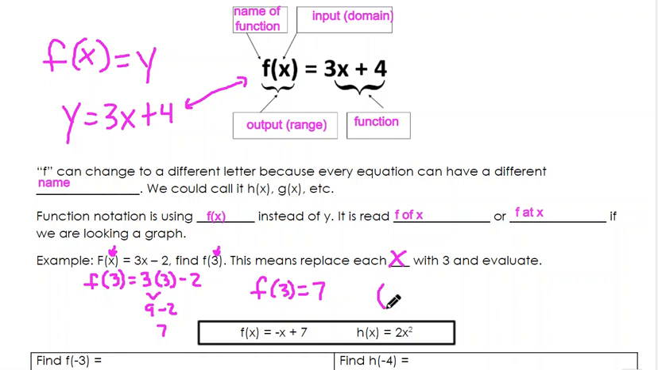That means if we were going to plot this as an ordered pair, that 3 is our x value, and that 7 is our y value. So that would be 3, 7. All right, let's do a couple of the practice ones.